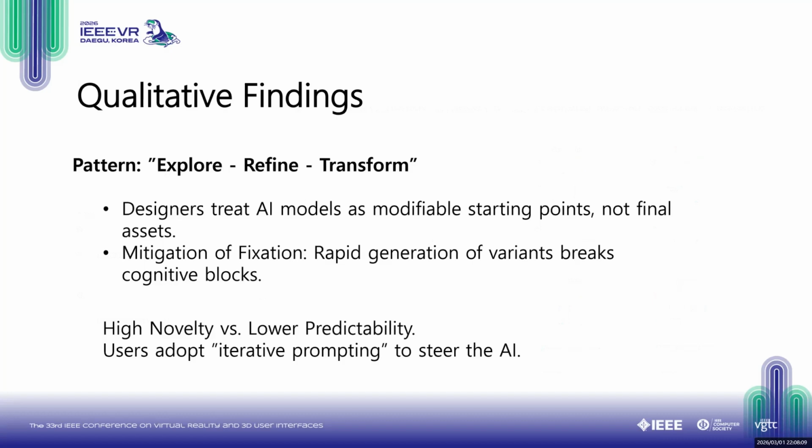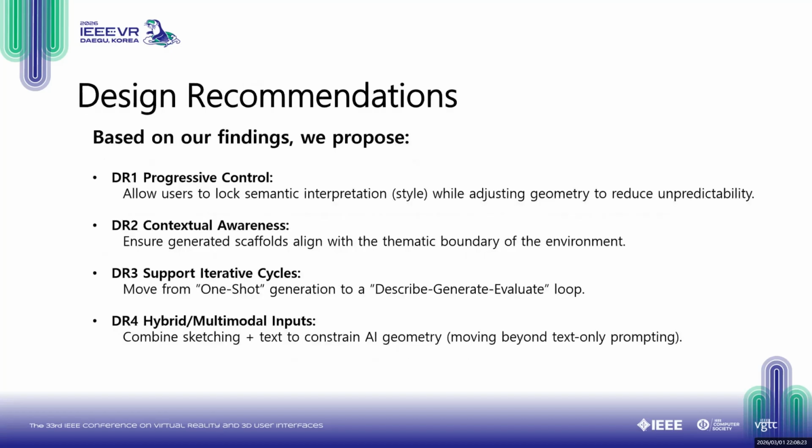Of course, there is a trade-off. Sometimes the AI-generated models surprise us, which can be good or bad. Based on this, we have 4 suggestions for future work. First one is progressive control. Users should be able to lock the style but change the shape. It can help designers create different 3D sketches in the same style.